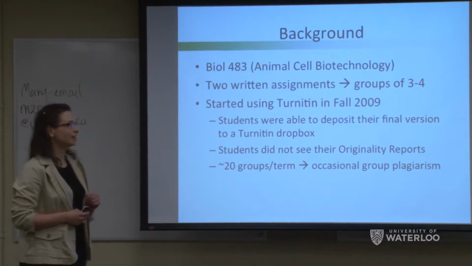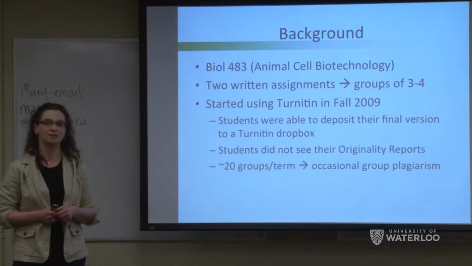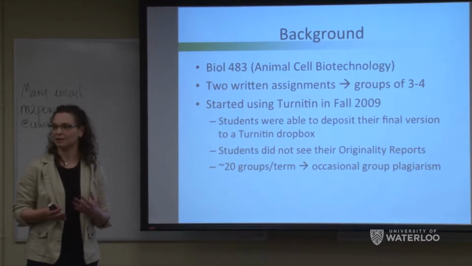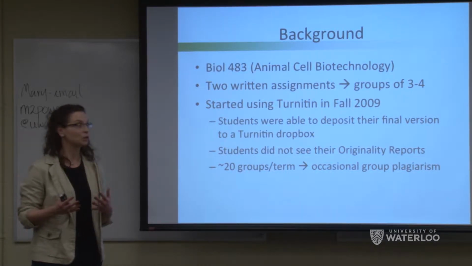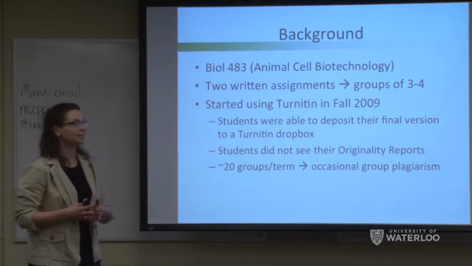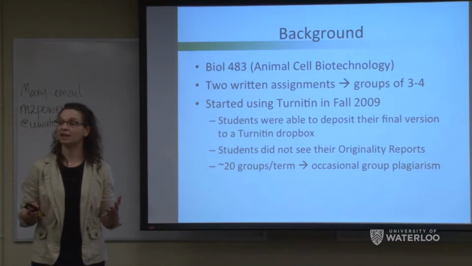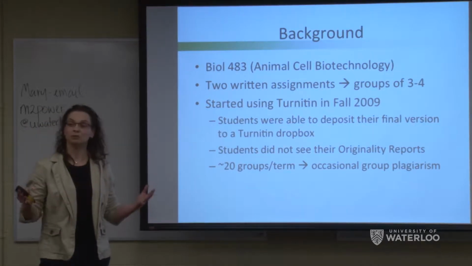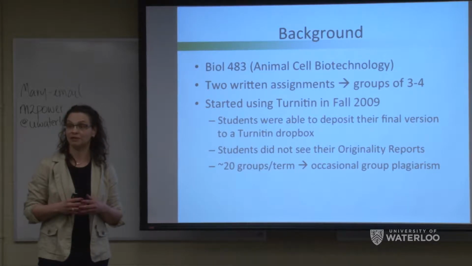So the course itself is my fourth year animal cell biotechnology course. It's biology 483. Typically the class size for 483 is about 80 to 84 students per term, so it's a fairly large course. Within that course I do have 2 written assignments, but these are done in groups. So again, to make it a little bit more manageable, groups of 3 to 4 form right at the very beginning, first week or so of the term.